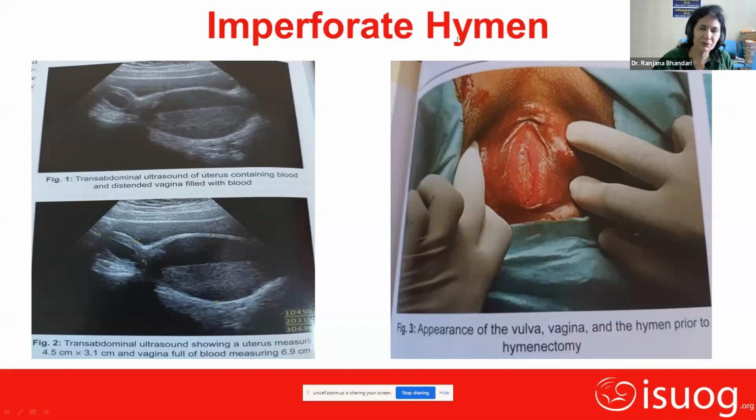As we know, the hymen is the connecting membrane between the vagina and the urogenital sinus, which during embryology disappears just before birth. In this case, it isn't. So we have to just give a cruciate incision in order to take out the menstrual blood.